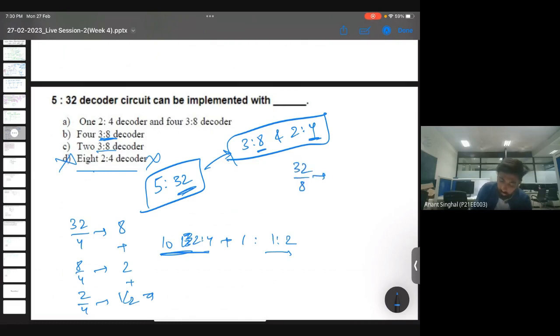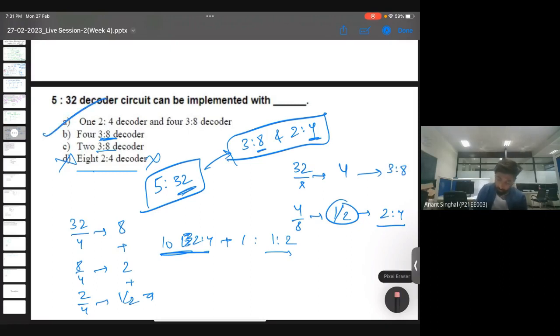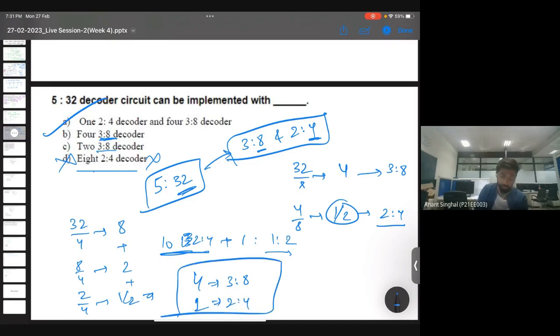32 by 8 is nothing but 4, and then 4 by 8 is nothing but half. So half means we can do it a bit lower. So 2 cross 4 here, and 4 3 cross 8 here. So yeah, option A is the correct answer. So we require 4 3 cross 8 decoders and 1 2 cross 4 decoder. I hope it is clear. It is quite easy. Is it clear to everyone?